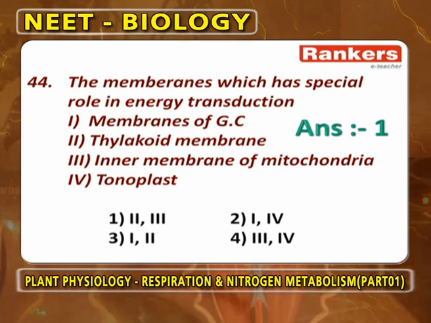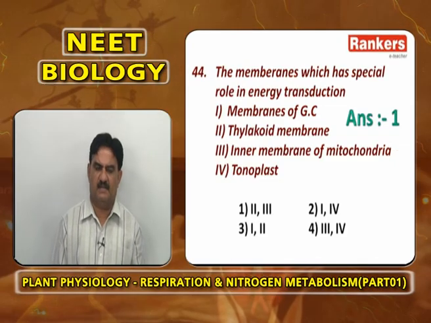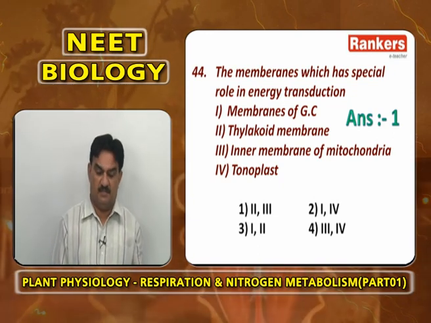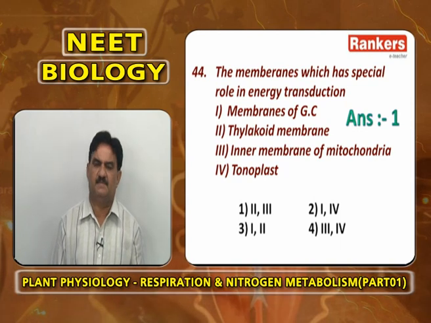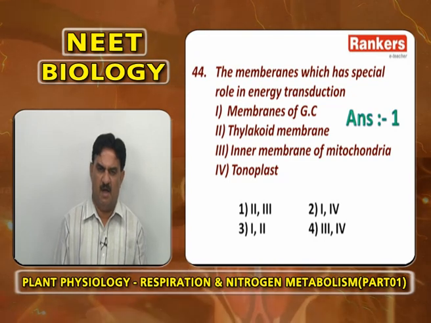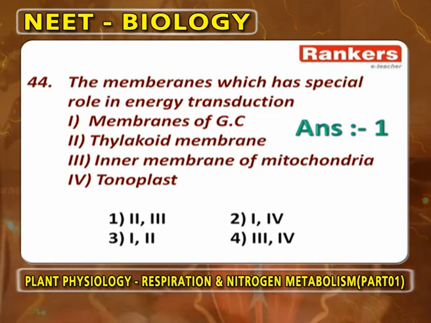Two membranes which have a special role in energy transduction, meaning formation of ATP. Membranes of Golgi complex is wrong. Thylakoid membrane is correct. It does not allow the movement of protons, and involves the coupling factor complex which helps in ATP formation. The inner membrane of mitochondria is also impermeable to protons, which helps in the formation of ATP. Tonoplast, present around the vacuole, is also wrong. So the answer is 2 and 3.